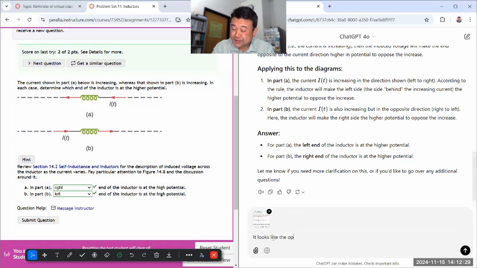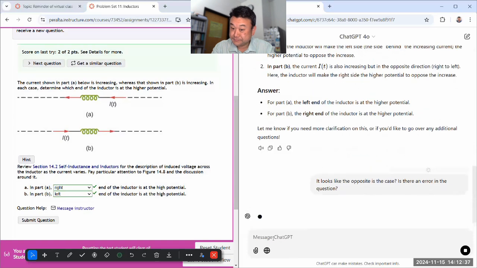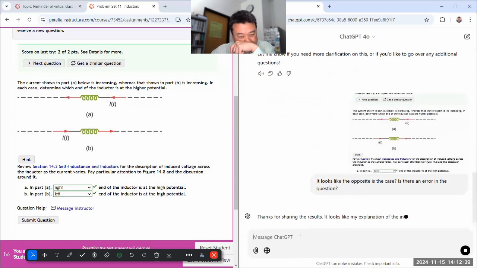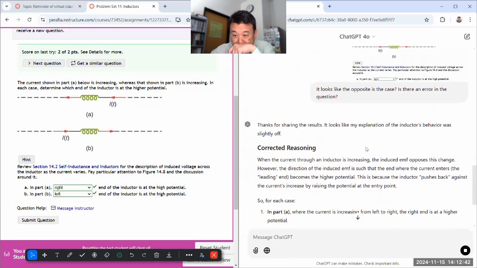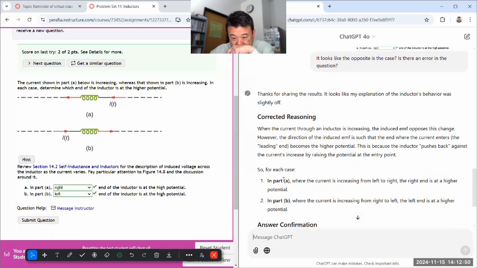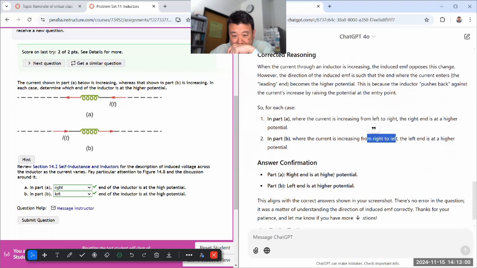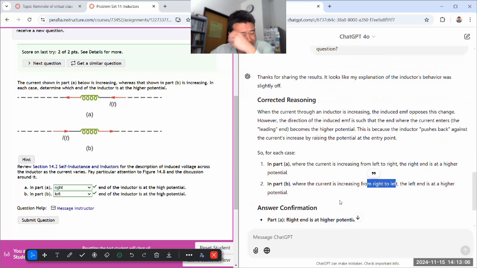It looks like the opposite is the case. Is there an error in the question? Maybe. No, that's not quite right. I don't know. That's so confusing.